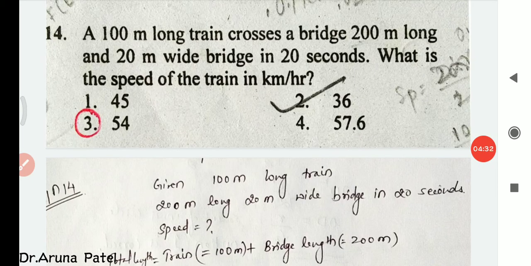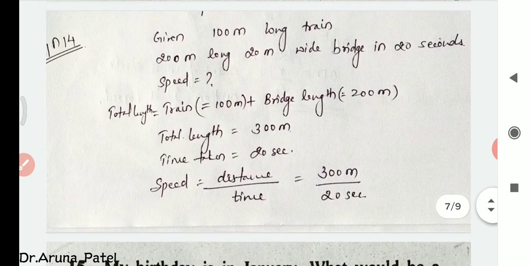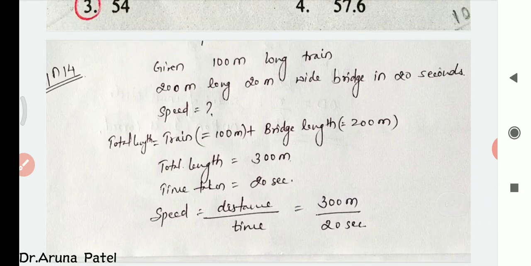Now this is question number 14. A 100-meter long train crosses a 200-meter long and 20-meter wide bridge in 20 seconds. What is the speed of the train in kilometer per hour? So see the solution. Given a 100-meter long train and a 200-meter long, 20-meter wide bridge, in 20 seconds. So what is the speed we have to find here?